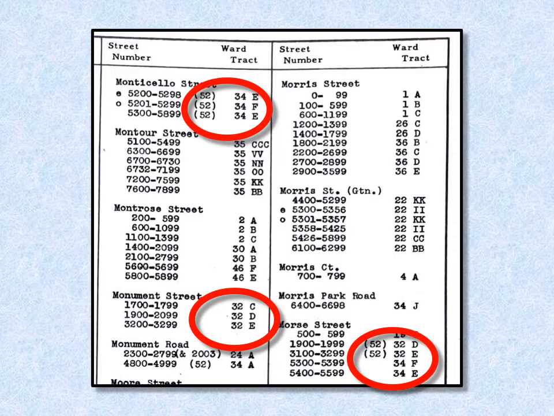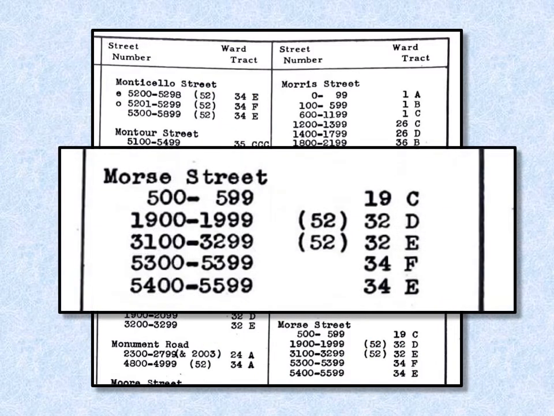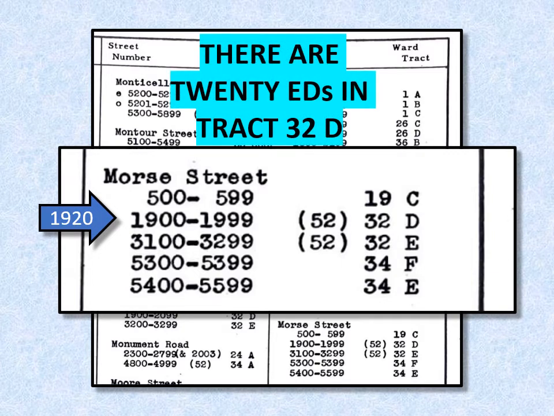Now, let's assume that you had this document and you wanted to know the 1920 Moore Street. Where is it? What's the enumeration district? So you would go here and you would look and see, well, look, 1900 to 1999, 1920 is right there. And it's in tract 32D. The problem is we don't want tract numbers. We want enumeration district numbers. And there are 20 enumeration district numbers in tract 32D.